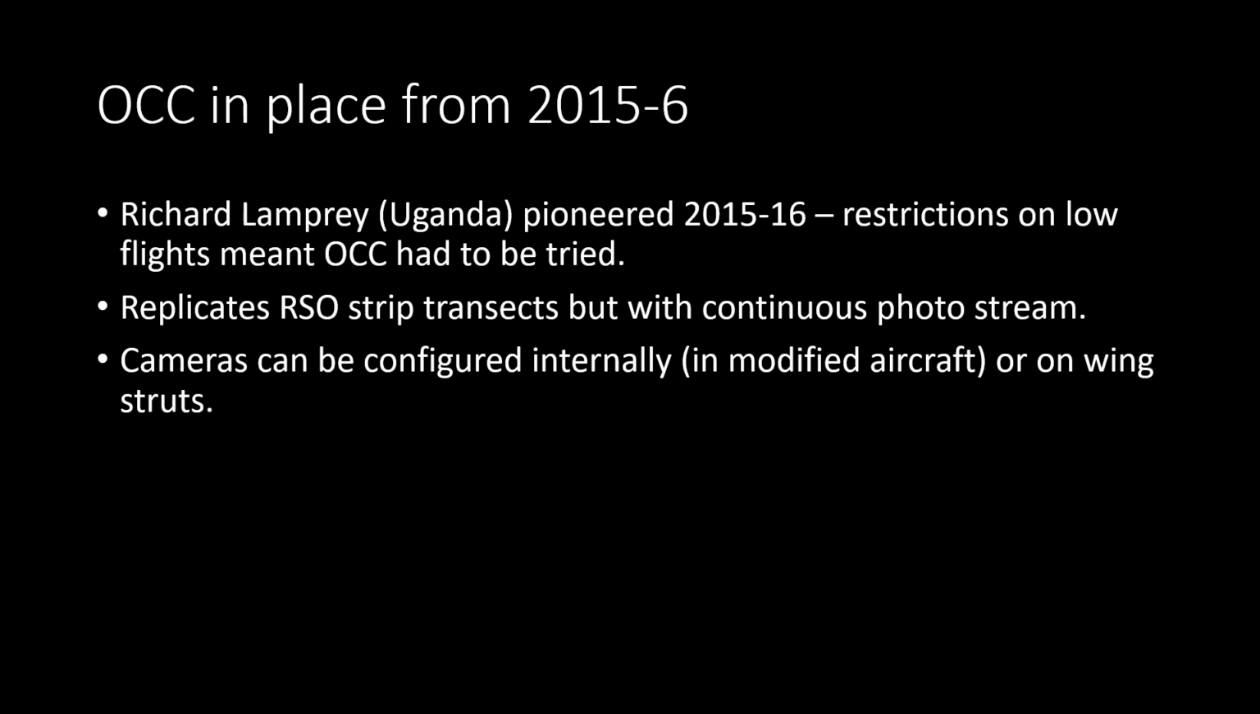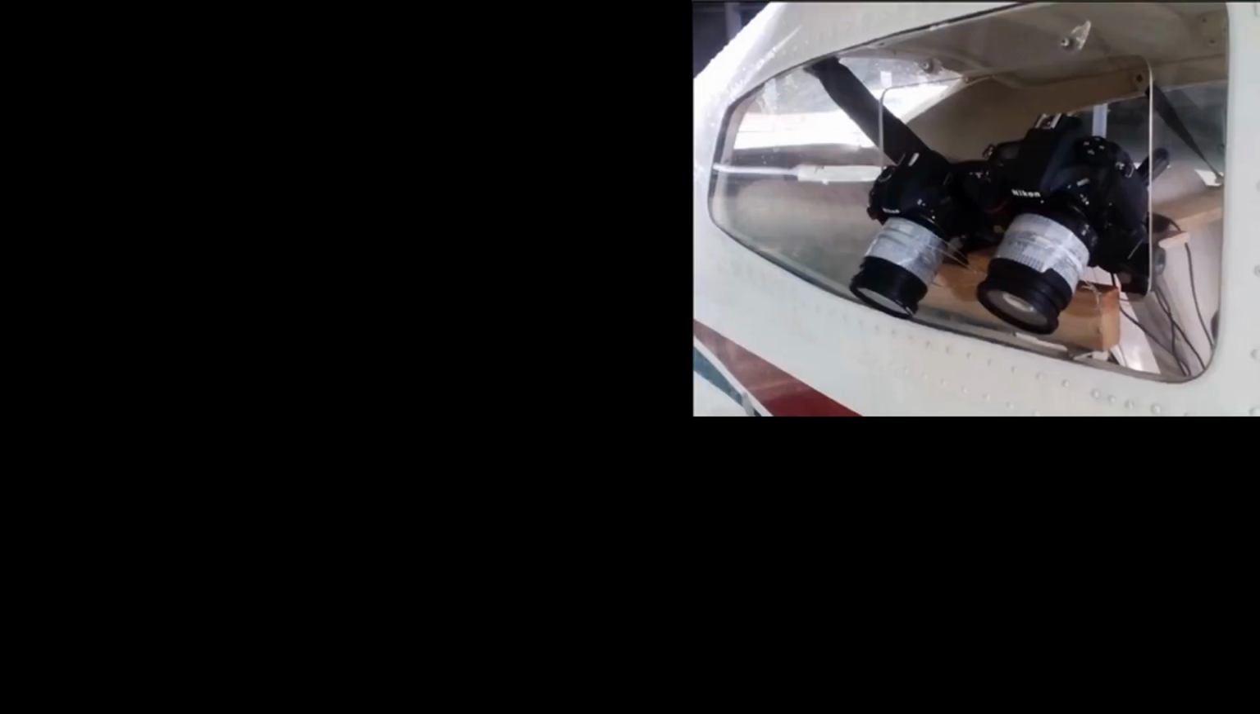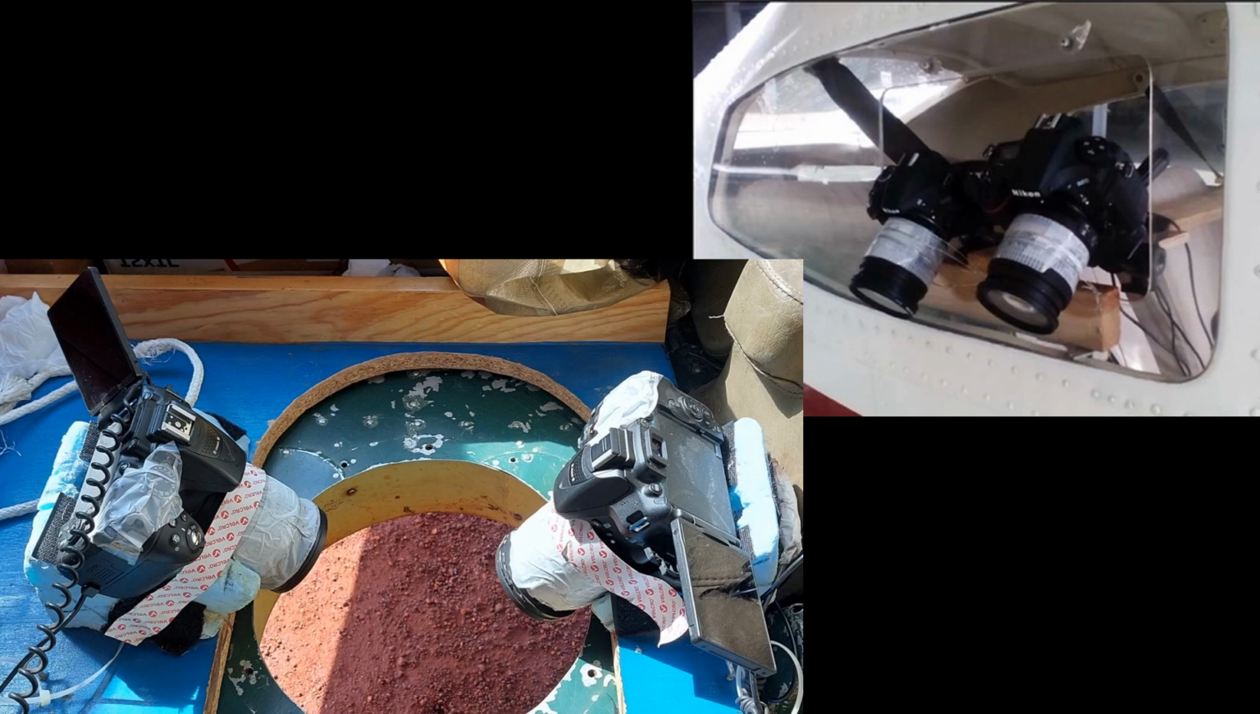Oblique camera counts replicate the RSO strip transect, but they take pictures continuously along the strip. The cameras can be configured internally in the case of Richard's aircraft, or semi-internally in the case of a window, which is partly open here. Richard actually has a great hole cut in the bottom of his aircraft to take pictures looking out.